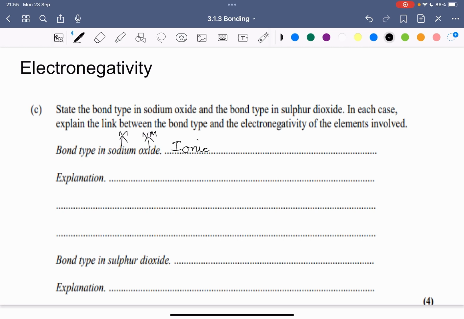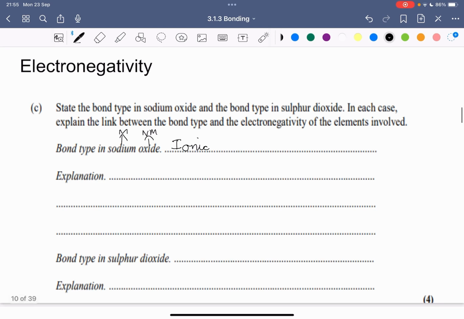The explanation, however, goes back to electronegativity. We know that when it's ionic, it's because there's a big difference in electronegativity. Our value was that it's greater than 1.7. However, you don't have to mention the values. You can just say big difference in electronegativity.